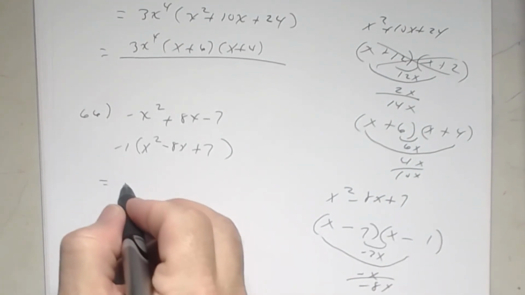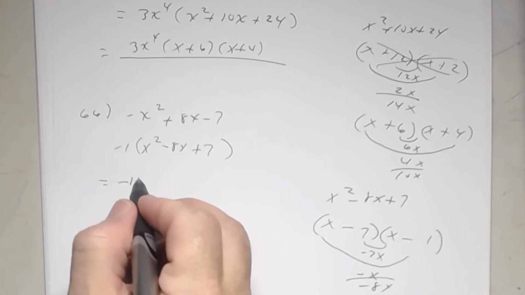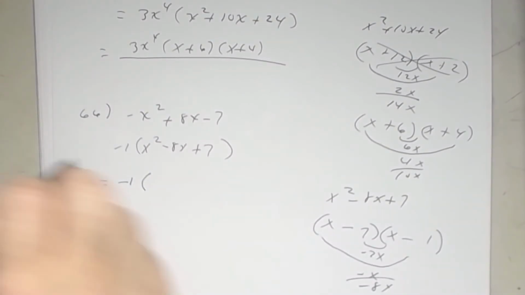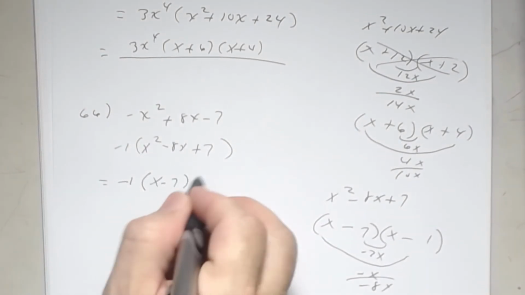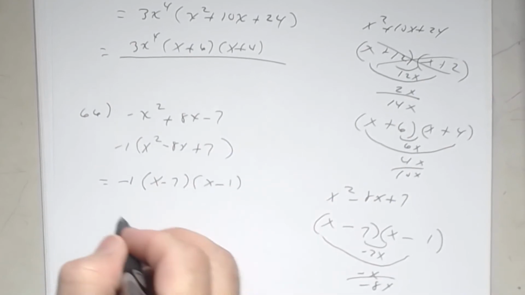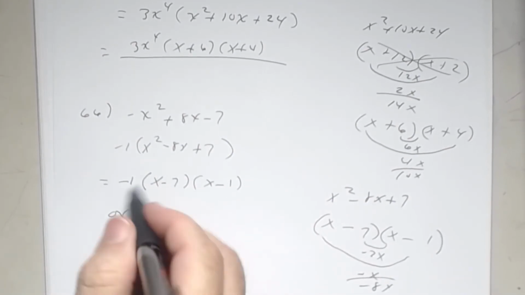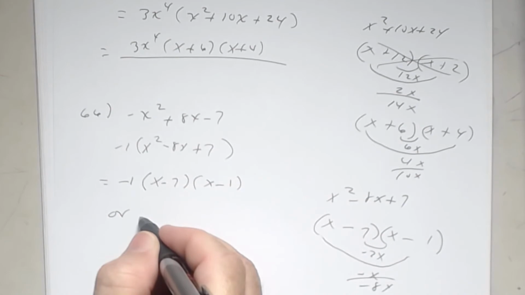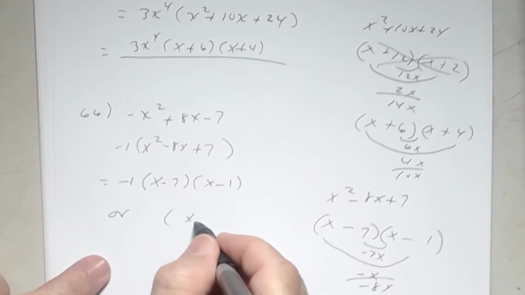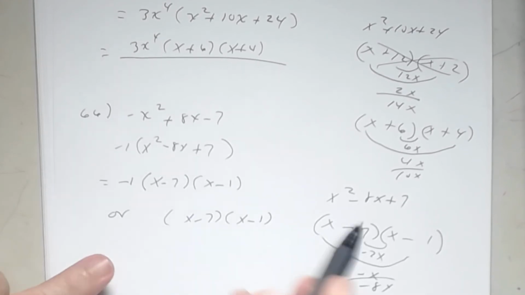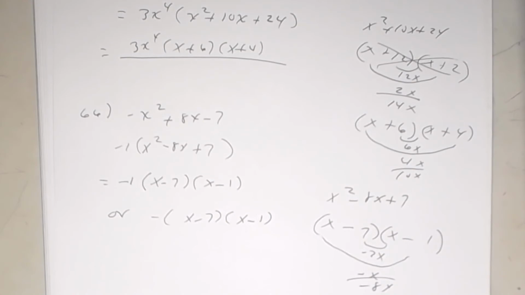So what's the answer? Negative 1 times x minus 7 times x minus 1. Now, how else would you write this? Be careful. Put the negative on the outside. You could do that, but the negative has to be there. So either one's fine.